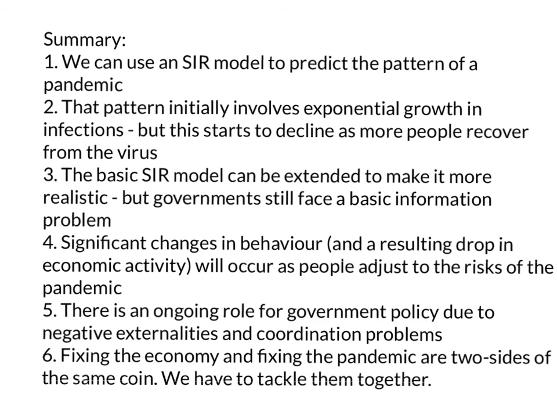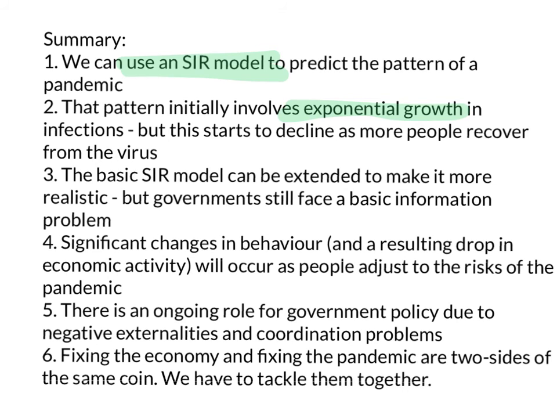We've done a lot in this second lecture, so let's just summarise. We started off with the basic susceptible, infected, recovered model to predict the pattern of a pandemic. We noticed that while the early part of a pandemic may involve exponential growth in the number of infections, that growth rate starts to decline naturally as more people are recovered, the chance of passing on the infection decreases, we reach the herd immunity threshold, and the infection starts to die out.